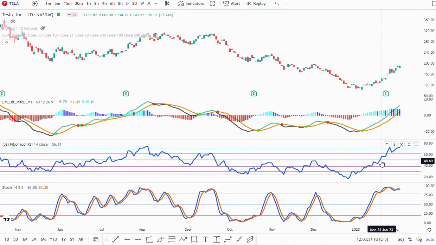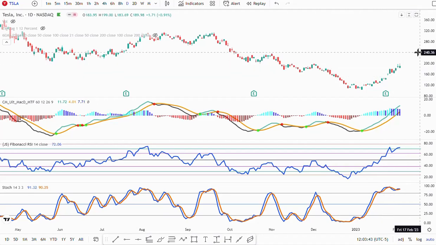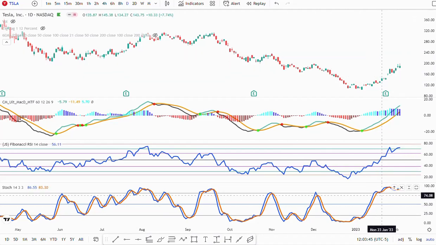RSI is above 50. The longer it stays above 50, the more relevant it becomes. And what that basically means is that it can start to build on that momentum and move its way higher. You can see stochastic is also above the 50 level. So on a daily basis, all three momentum indicators are positive.